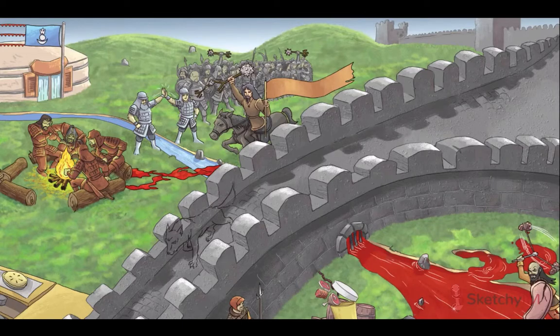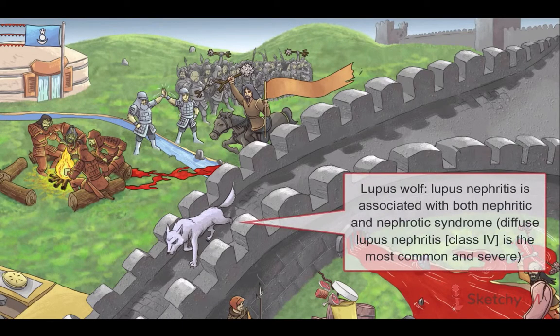Next up, systemic lupus erythematosus. Lupus is associated with both nephritic and nephrotic syndrome. So we've brought back our recurring lupus wolf patrolling the wall.